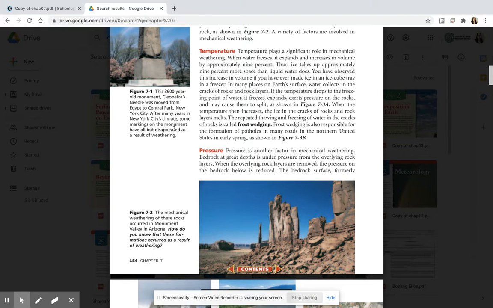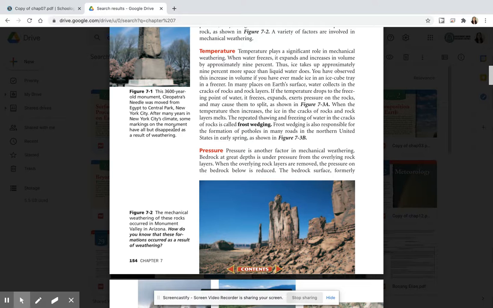When water freezes, it expands and increases in volume by approximately 9%. Thus, ice takes up approximately 9% more space than liquid water does. You have observed this increase in volume if you have ever made ice in an ice cube tray in a freezer. In many places on Earth's surface, water collects in the cracks of rocks and rock layers. If the temperature drops to the freezing point of the water, it freezes, expands, exerts pressure on the rocks, and may cause them to split, as shown in Figure 7.3a.